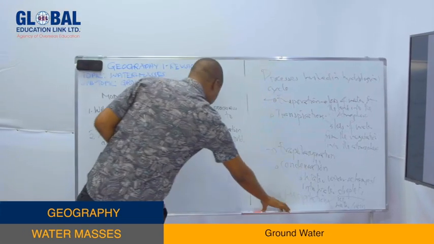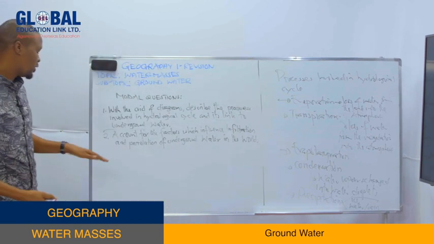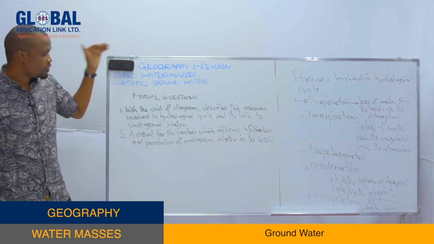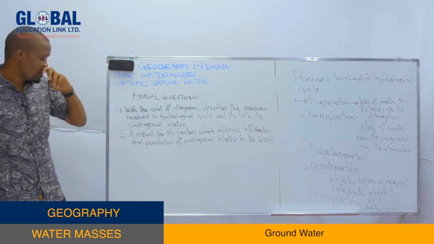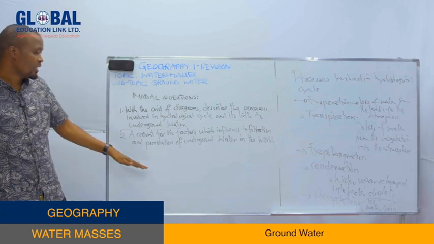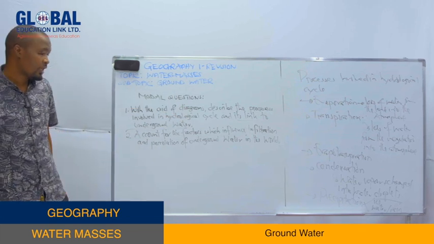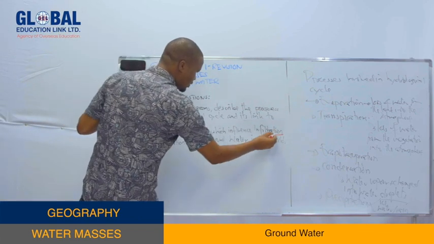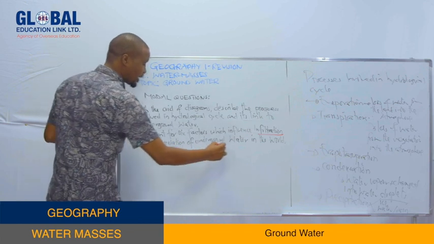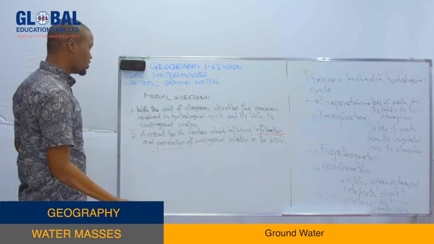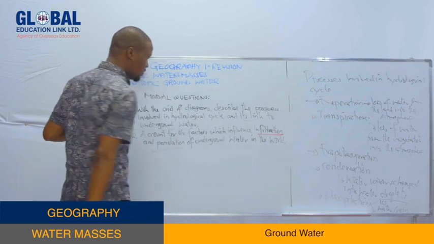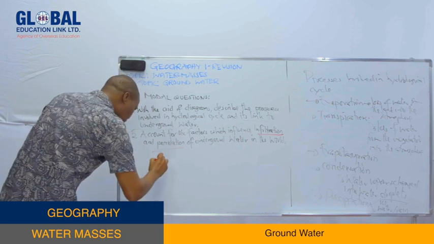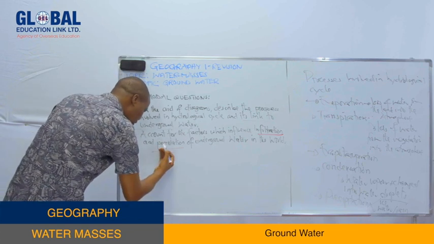Then from there, we have to see the second question related to our subtopic today, which is groundwater. The second question says: account for 6 factors which influence infiltration and percolation of underground water in the world. So in general, it needs us to explain factors which influence the rate of infiltration and percolation of water underground. As I explained earlier, how are you going to answer this question?